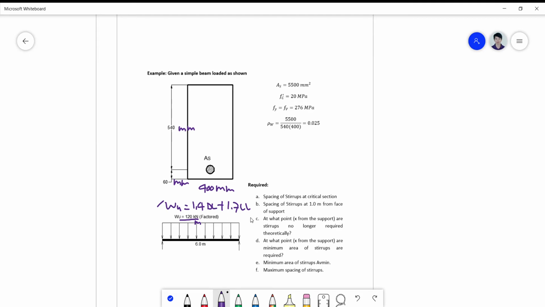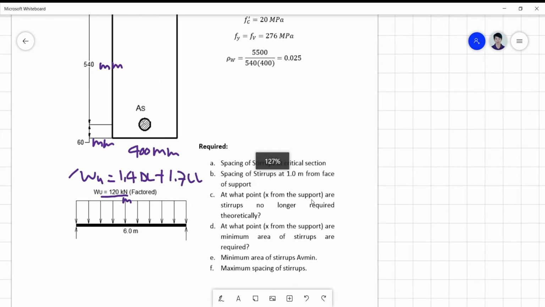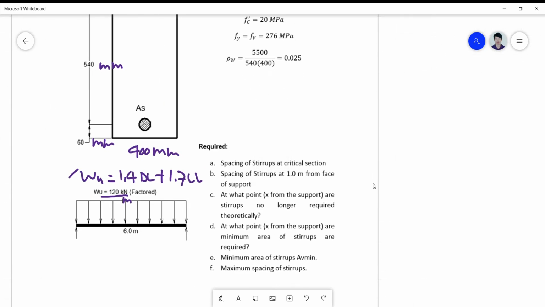So the required values in the given problem are letter A, the spacing of the stirrup at critical section, which, for a simply supported beam, is at the distance d from the support. And letter B, the spacing of stirrup at 1 meter from the face of the support.